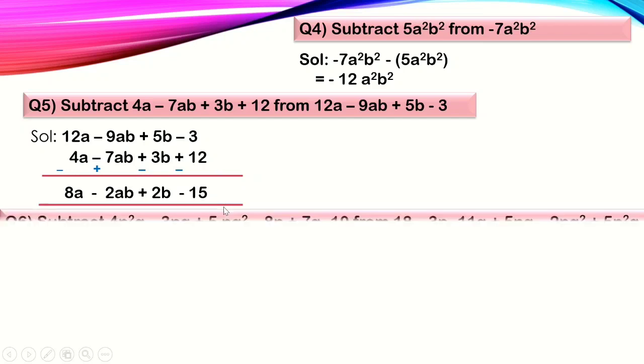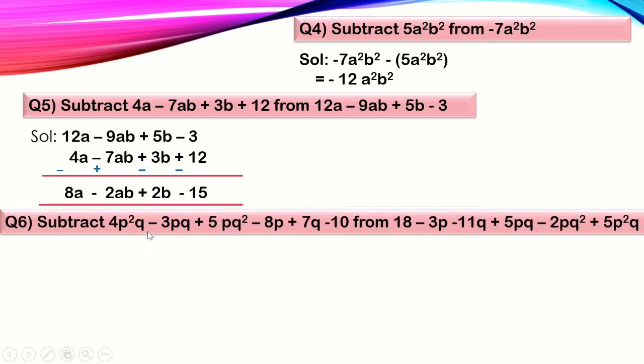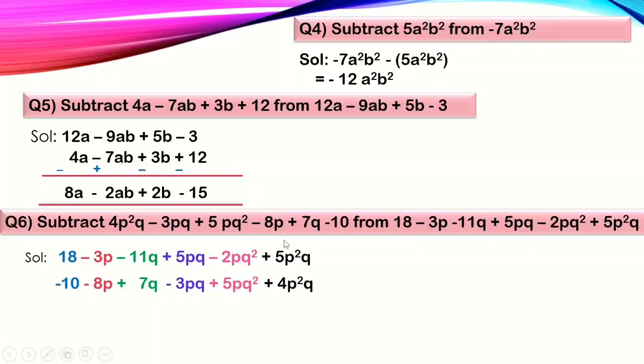Right. Next question. Subtract this long expression from this long expression. If you do it using the row method, you will be writing this long expression again and again. So I'm using the column method over here. The only thing I need to keep in mind when arranging the second expression, that is the first expression in the given question, is to be very careful.